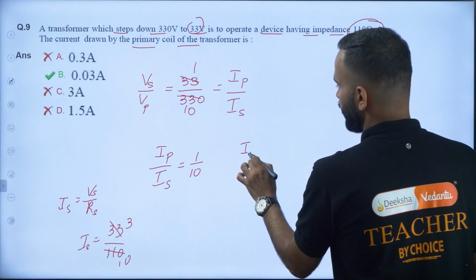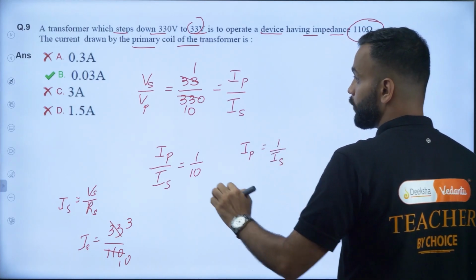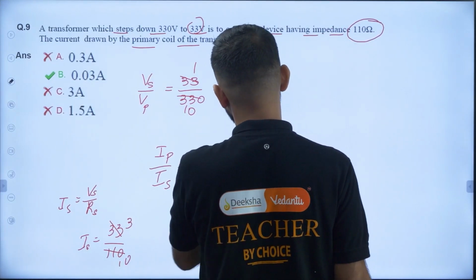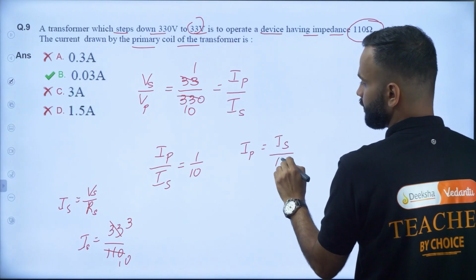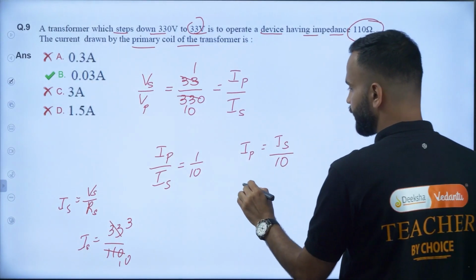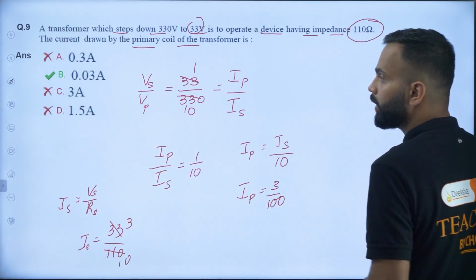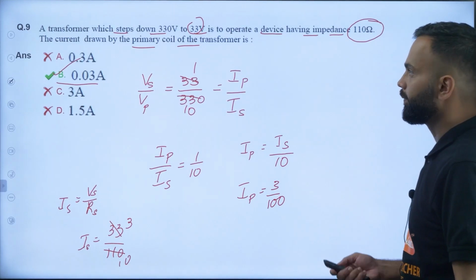So Ip is equal to Is into 1 by 10. What is Is? 3 by 10. So that is 3 by 100. Ip is 3 by 100. So the correct answer is 0.03 ampere, option B.